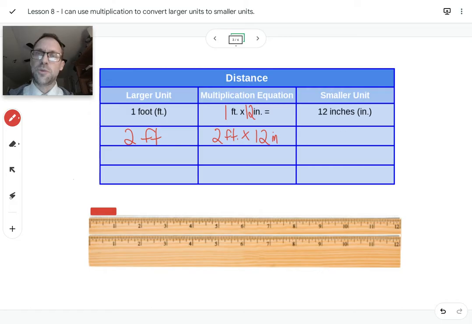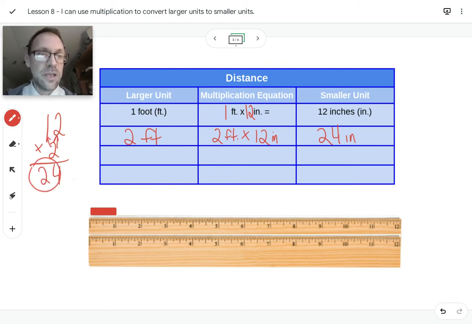And 2 times 12 is a multiplication fact that you might be learning in Reflex. And if you know that fact, then you already know the answer. It's 24 inches. If you don't, we could use traditional multiplication. We could do 12 inches times the 2 feet that we need to figure out. And we could multiply. 2 times 2 is 4, and 2 times 1 is 2. And the traditional method will tell us there's 24 inches.